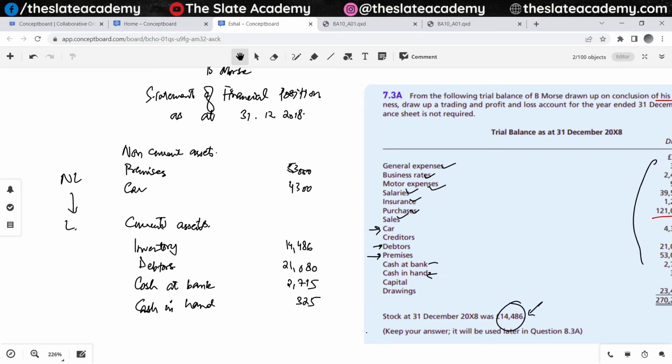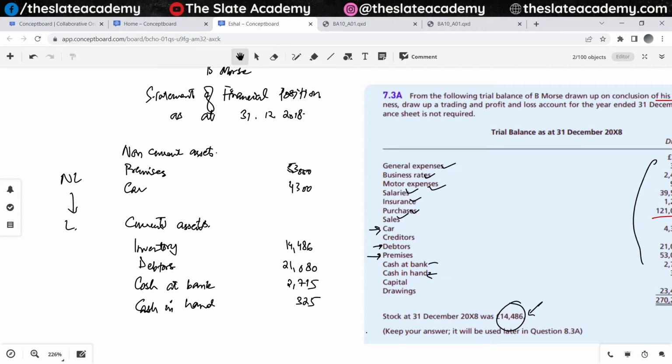So premises are more illiquid than a car. It's easier to convert a car into cash as compared to premises. That's the reason you'll always have cash in hand and cash at bank at the bottom of current assets, and the inventory always at the top, because out of all your current assets, inventory is the least liquid item. Liquidity, I perhaps haven't used this term before, is how easily an asset is convertible into cash. These are the current assets that we have in this question.